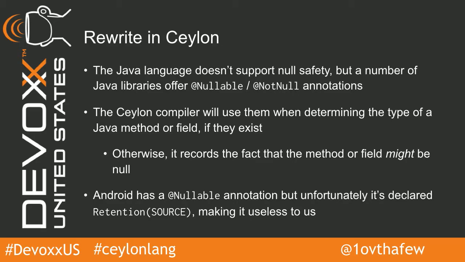Now, Android has a nullable annotation, and I thought, perfect, great. But unfortunately, it's declared retention source. And I don't understand that at all. It seems utterly nuts to me. So it's absolutely useless to us. And that was really disappointing, because some of their APIs do specify those.